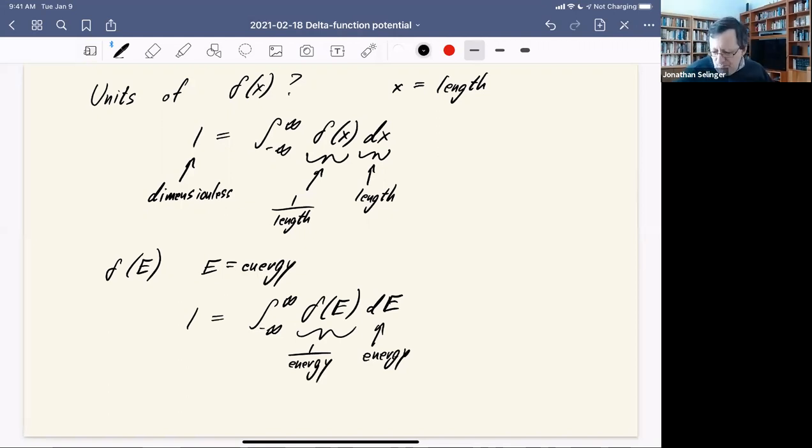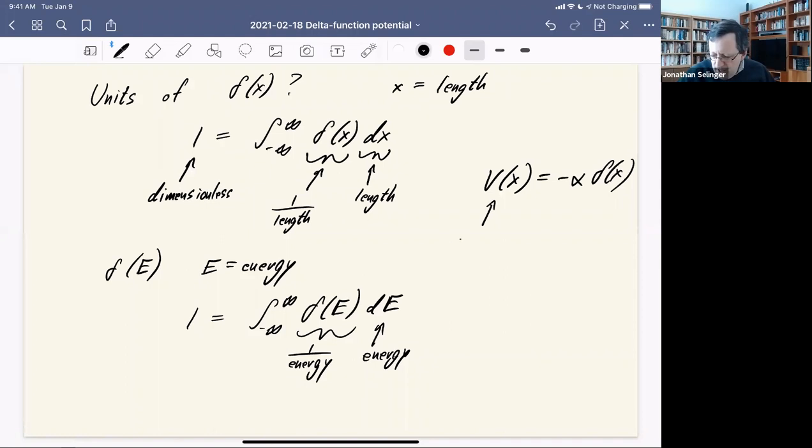So it's not enough to say that the delta function goes to infinity, right? But it's infinity in some units. And the output units of the delta function are 1 over whatever the input units of the delta function are. Okay, so that means if we have the potential energy, V of x is minus alpha delta of x.